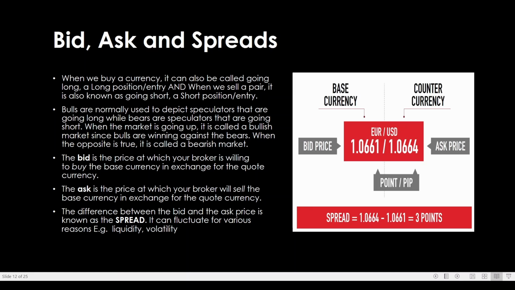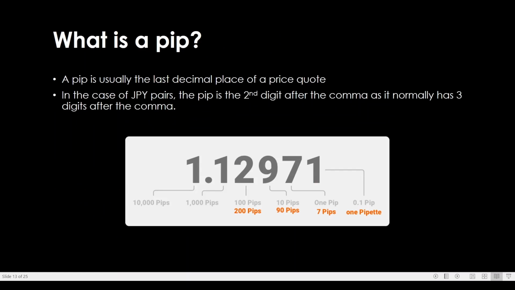So if you look at the picture on the right, you see that the difference between the ask price and the bid, shown below as 3 points, is what we call the spread. Okay? So let's talk about what a pip is. A pip is usually the last decimal place of a price quote.